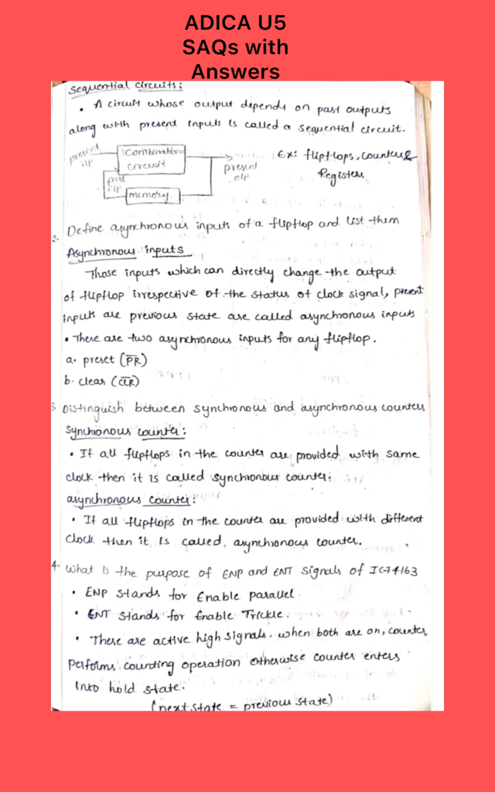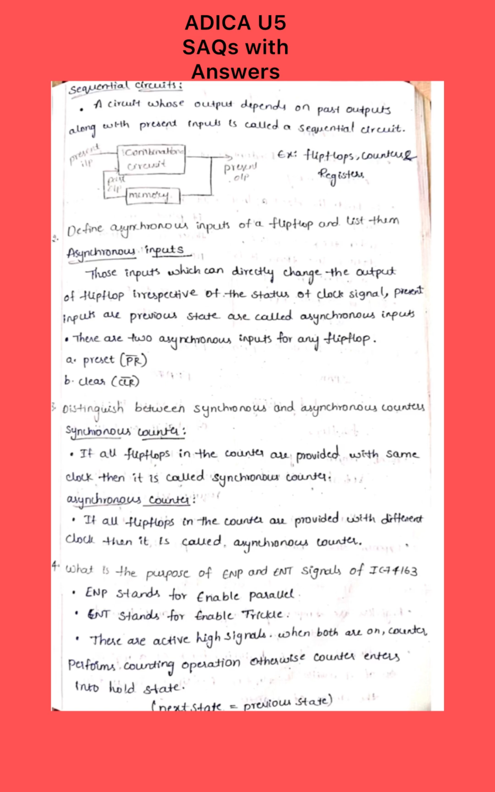Then the second question: define asynchronous inputs of a flip-flop and list them. For any flip-flop, we know there are two asynchronous inputs. They are preset and clear. So what do these asynchronous inputs mean? They are the inputs which can directly change the output of the flip-flop irrespective of the states of the clock signal, present inputs and previous states. These are called asynchronous inputs.